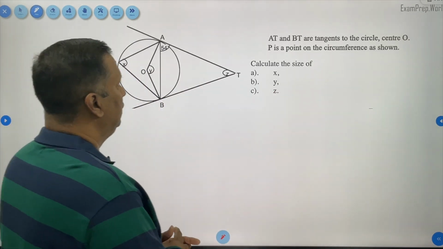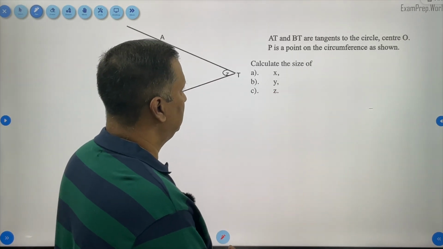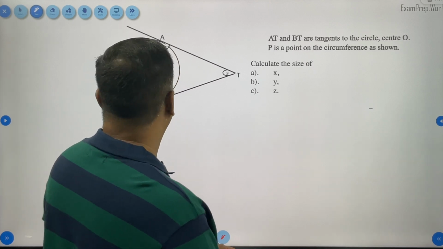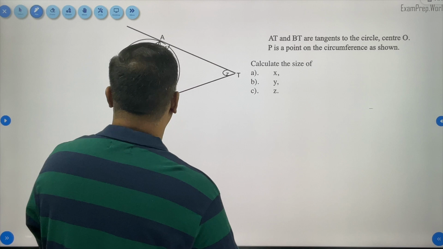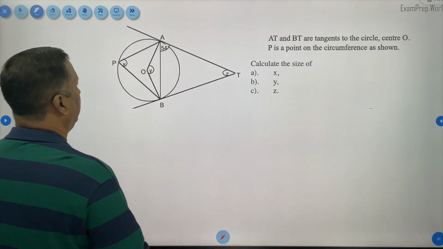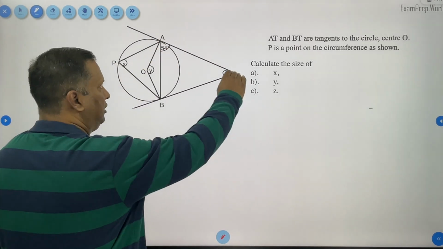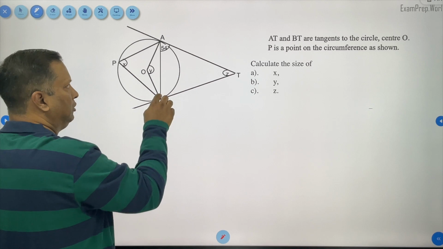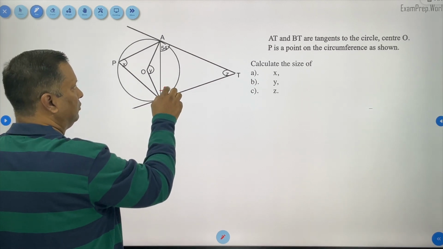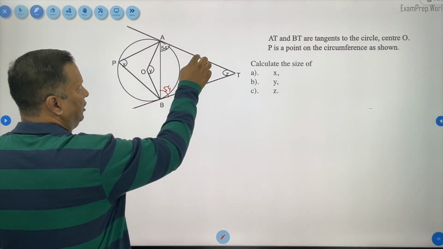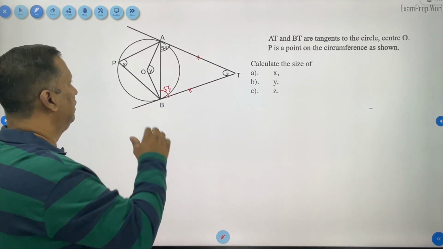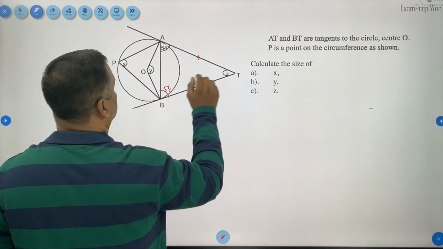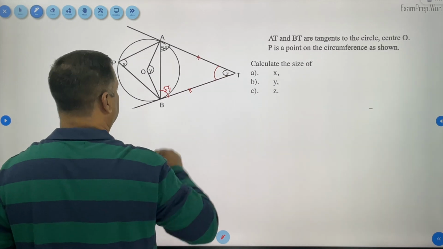Here, ET, BT are tangents to the circle. Center O, P is a point on circumference. Okay, this one. Angle X. Okay. See, this is a tangent, this is also a tangent. So this also has to be 54. Why? Because isosceles triangle. Two tangents are equal, so adjacent angles are equal. 54, 54. Then how much will be this angle?